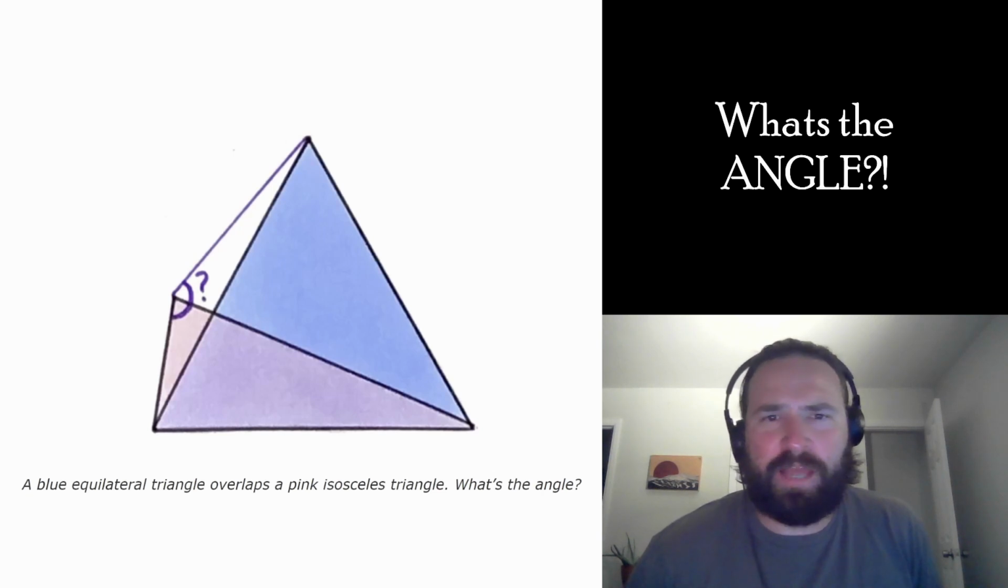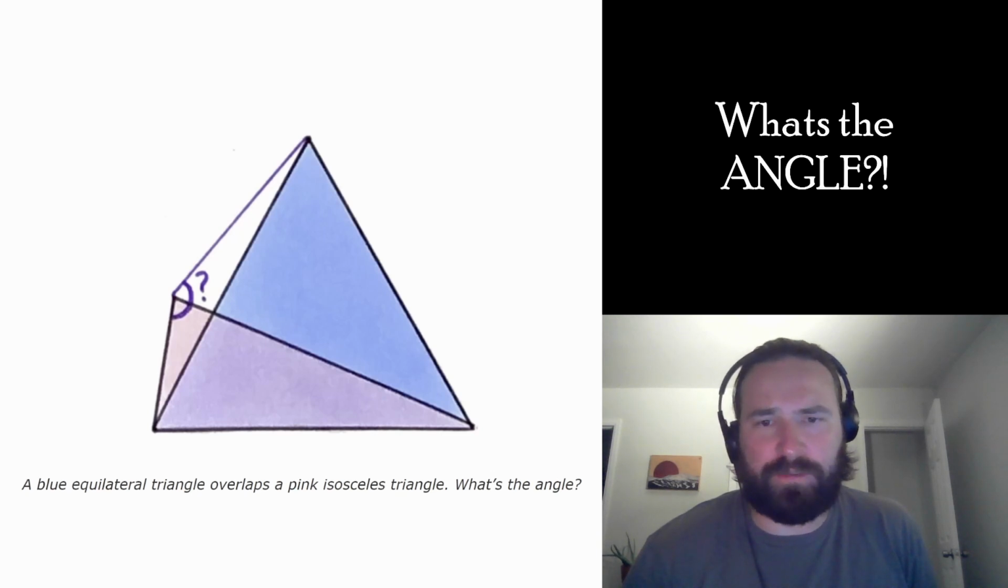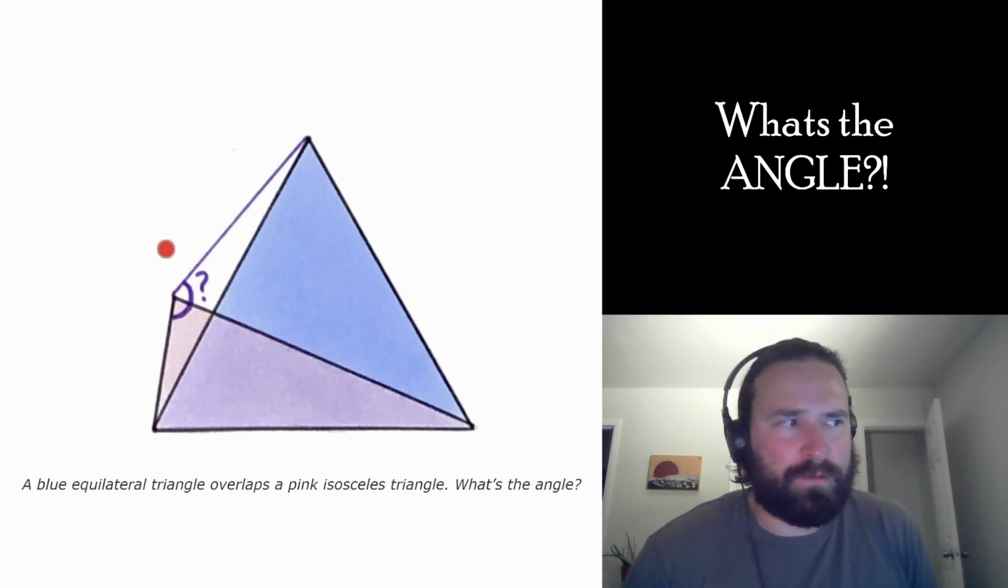Alright, let's give another Catriona Agg puzzle a try. In this one, we're dealing with this shape here, and we're told that a blue equilateral triangle overlaps a pink isosceles triangle. And we're wondering what the angle is, and the angle would be this purple angle right here.